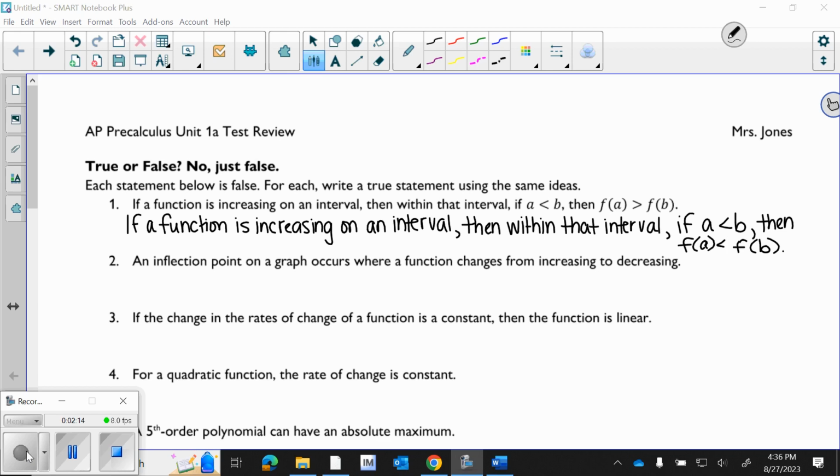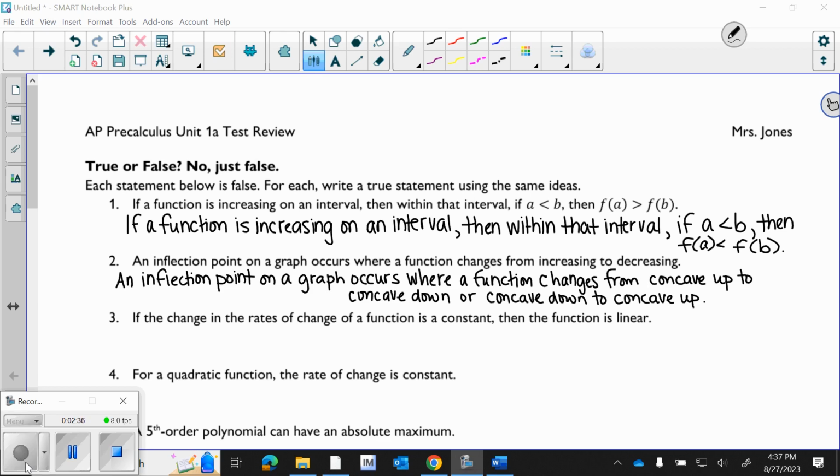The second way you could have done it is to keep it as an inflection point and instead focus on changing increasing and decreasing. Inflection points occur where a function changes from concave up to concave down, or concave down to concave up.